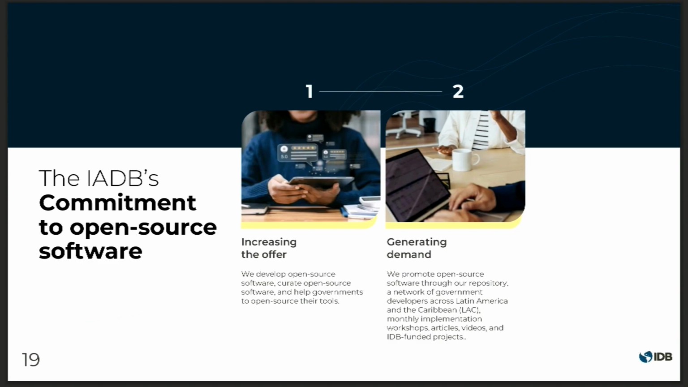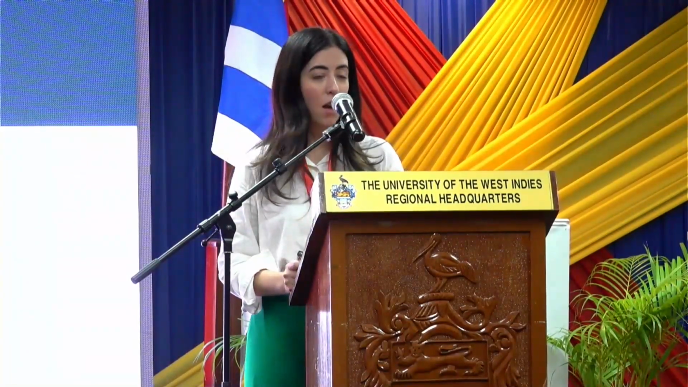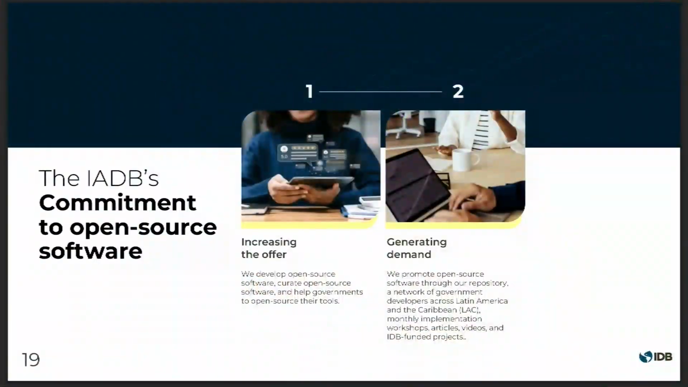The second thing is generating demand, right? Making sure that you all know that those open source solutions exist. We have now a network of developers that work in government. It's called Code for Dev, which is very similar to Code Develop. It gets very mixed up in my head, but it's Code for Dev. And we do monthly workshops where every month we're teaching developers that work in government how to implement an open source solution or how to start procuring an open source solution.